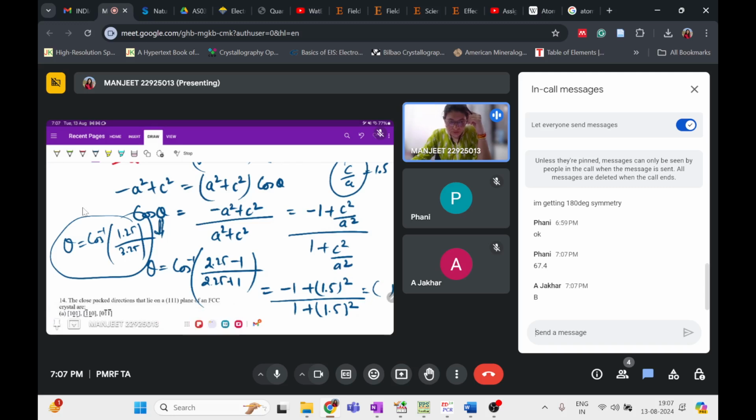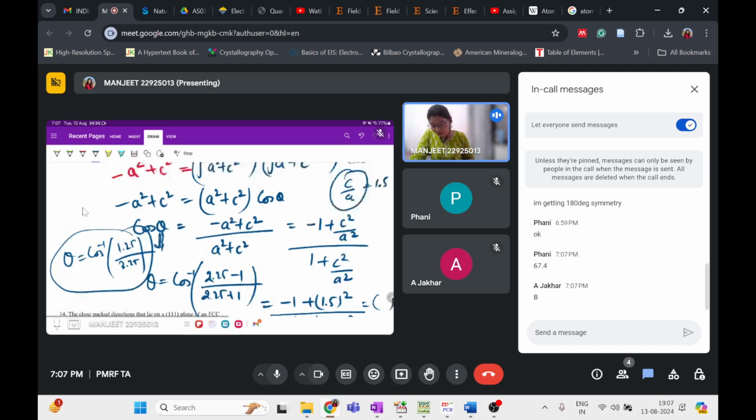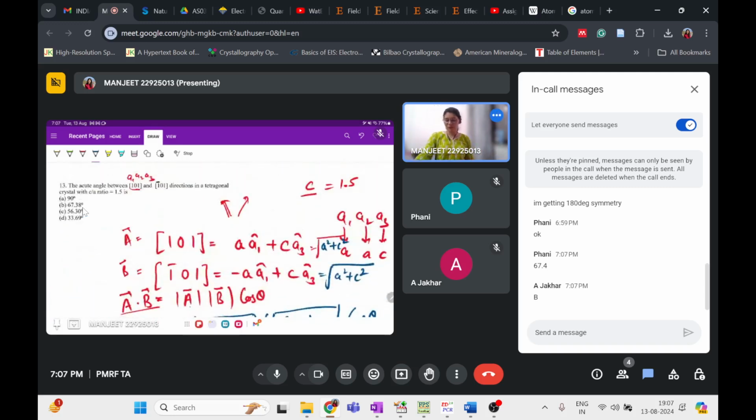Okay, so 67.4, yeah, the B part. So the B part will be the right answer. 67.38 will be the right answer for this one.